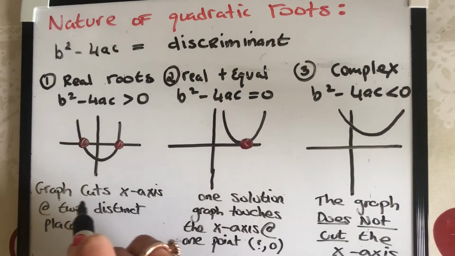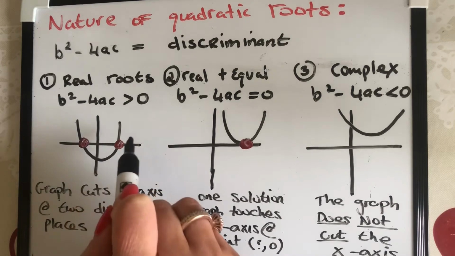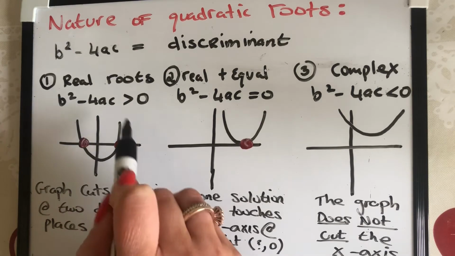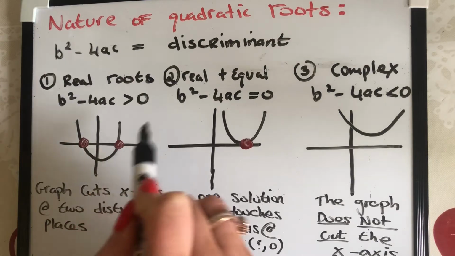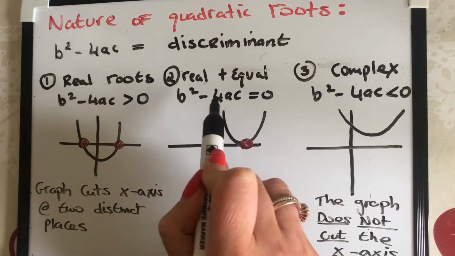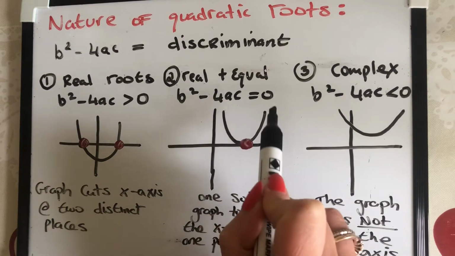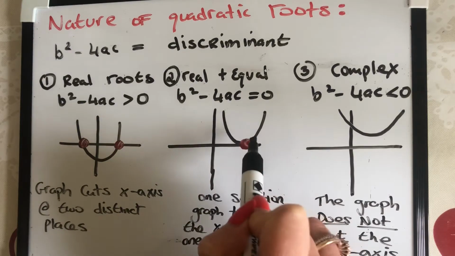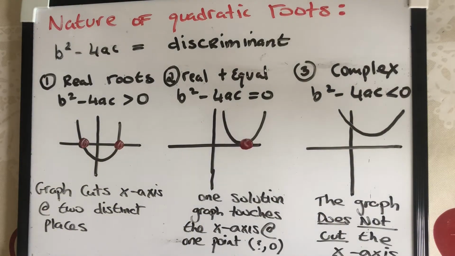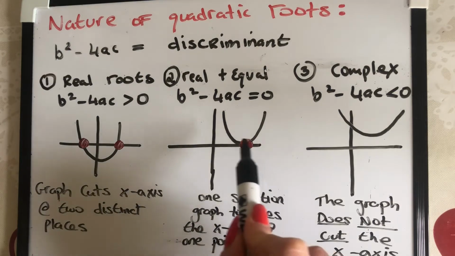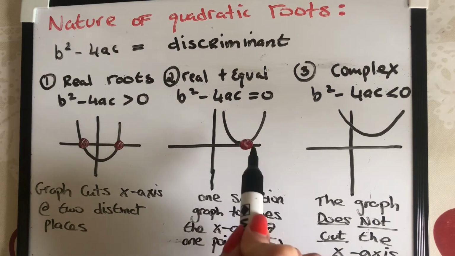The graph cuts the x-axis at two distinct places, and these red dots here represent the roots where the graph cuts the x-axis. Real and equal roots: b squared minus 4ac is equal to 0. The graph, as you can see here, does not cut the x-axis, but simply touches the x-axis. There's one solution, the graph touches the x-axis at one point, and of course we've got a question mark here because this is the number that will change, but this will be 0 because this is the value of y, and y is 0 along the x-axis.